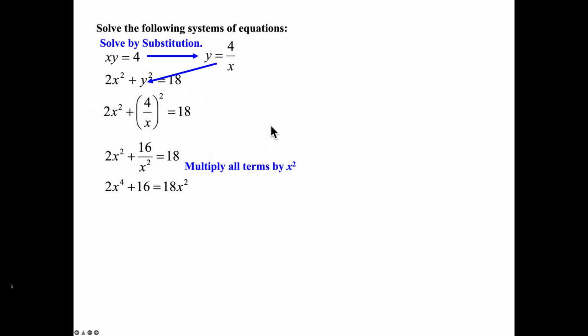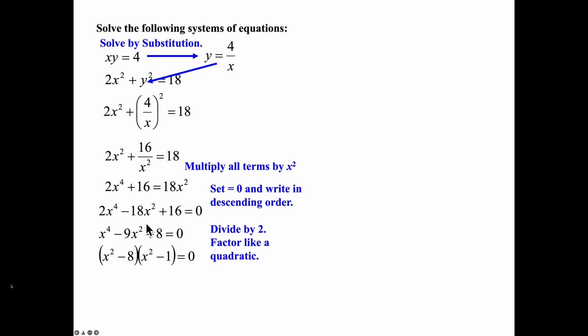16 over x squared. Well, we really can't solve for x if x is in the denominator, so what I opted to do to get rid of the denominator is to multiply x squared to all the terms. So 2x squared times x squared is 2x to the 4th. 16 over x squared times an x squared, they cancel, leaves me plus 16. Equals 18 times x squared, 18x squared. Set it equal to 0. Subtract over the 18x squared.